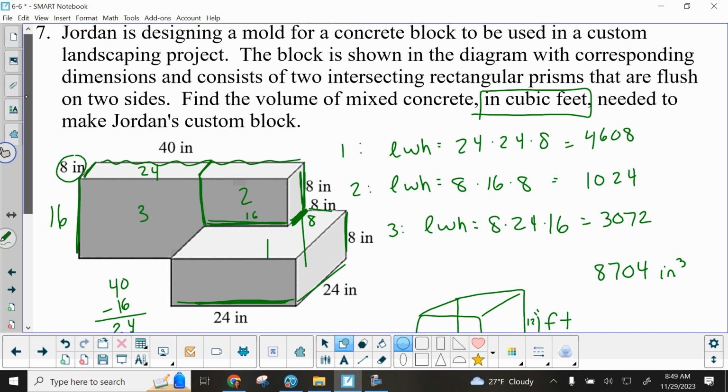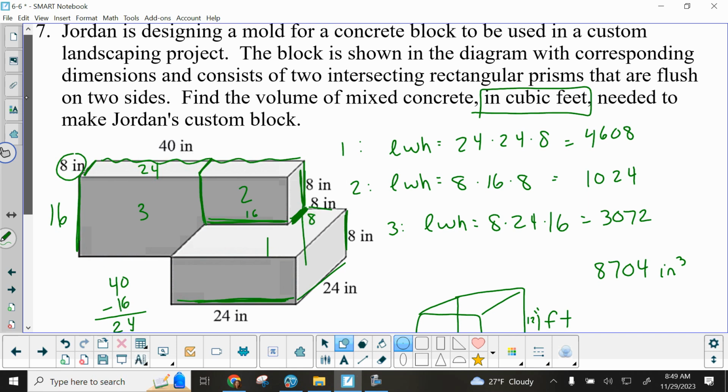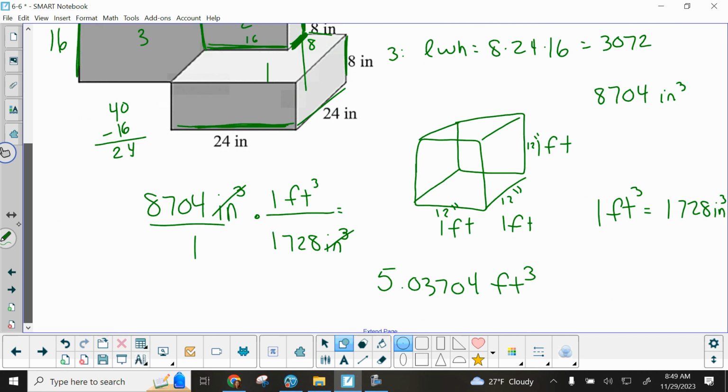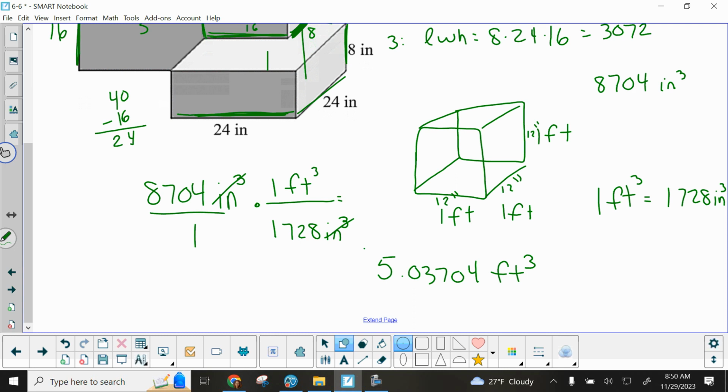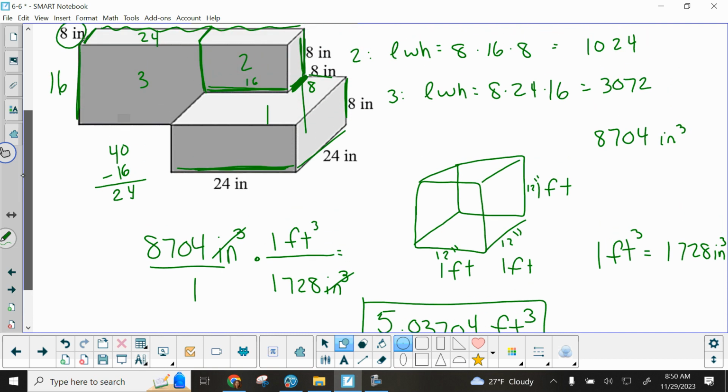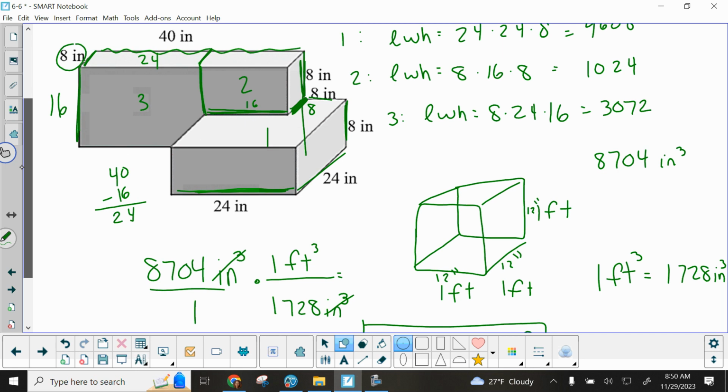And the question said, just find the volume in cubic feet. So I'm just going to leave it like that. It doesn't tell me what to round to, so I'll leave it like that. The other option would have been to convert everything into feet to start. I just thought that would have been a little more complicated given that I don't have full feet or even half feet in some of these.